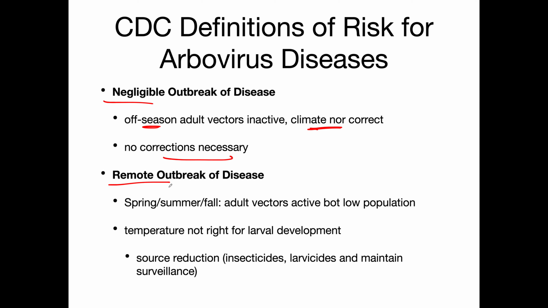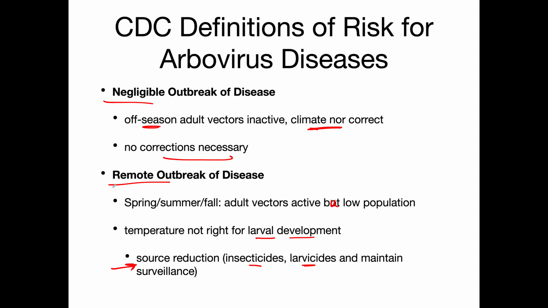If there's a remote risk of outbreak of disease, it might be spring, summer, or fall. And within those 3 different seasons, we do see mosquitoes of varying populations. The adult mosquitoes are active, but in low populations. And of course, larval development requires warmer temperatures, so the temperatures may still be cool enough that larval development does not really occur very quickly or doesn't occur at all. Oftentimes what they'll recommend is some kind of source reduction. In source reduction, they'll put insecticides or larvicides in the water, and of course continue the surveillance.